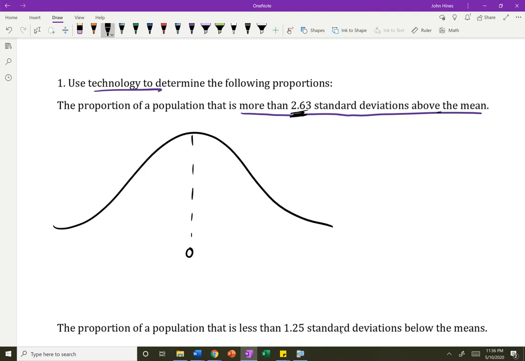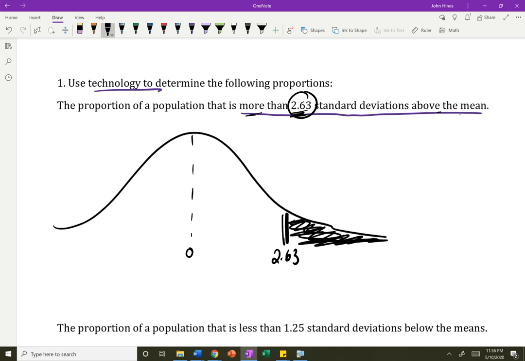So I'm above the mean, 2.63, right? And I want to know what proportion of the population is bigger than that. So there's kind of 3 steps to drawing a picture. You label your center. You label how many standard deviations. What's the important number? 2.63. And that was above the mean, so that's on the right. If I was below the mean, that'd be on the left. And I want to be more than, so I shaded up. So I want to know this proportion.